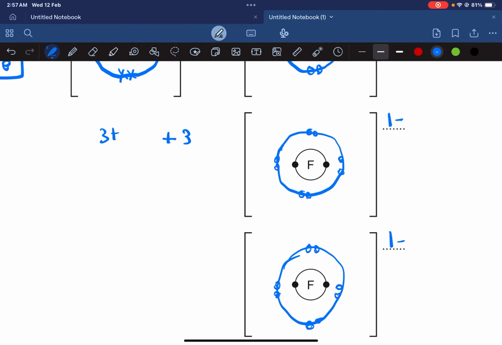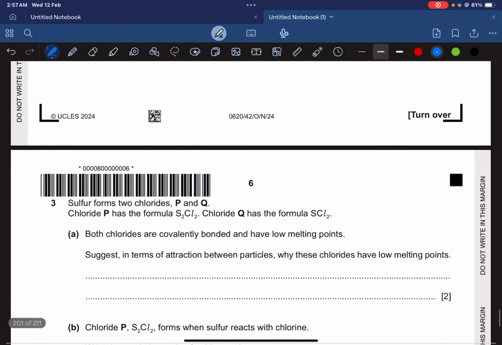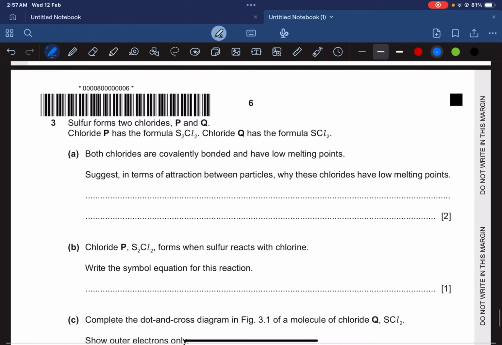Okay, done with it. Let's move on to the next question. Sulphur forms 2 chlorides, P and Q. Chloride P has the formula S2Cl2. Chloride Q has the formula SCl2. Both chlorides are covalently bonded and have low melting points. Suggest, in terms of attraction between particles, why these chlorides have low melting points.